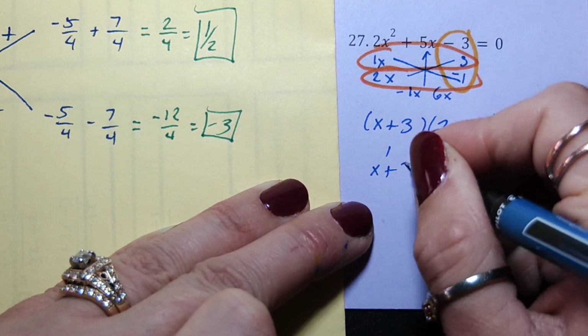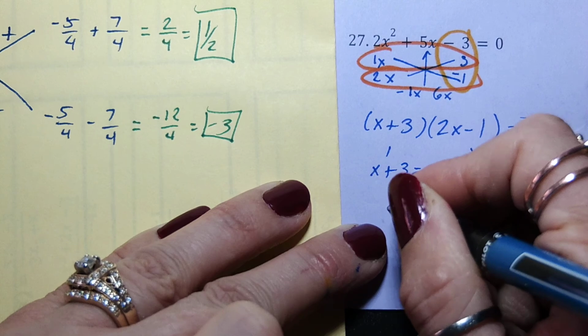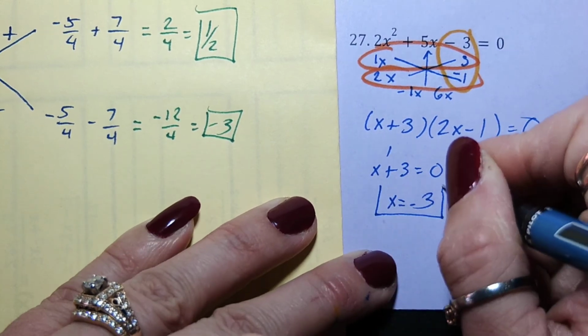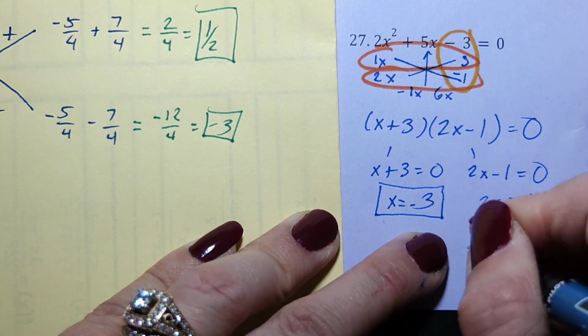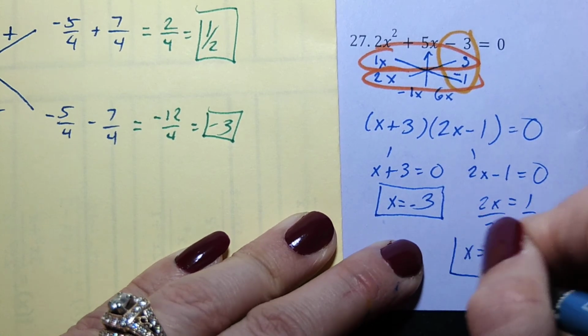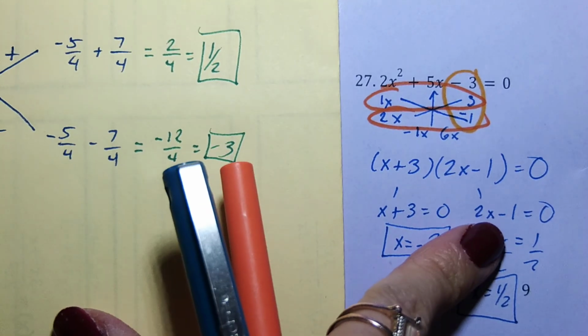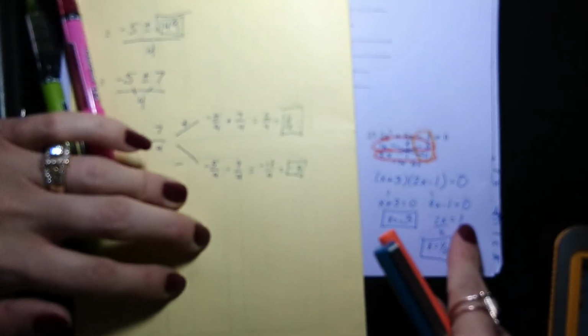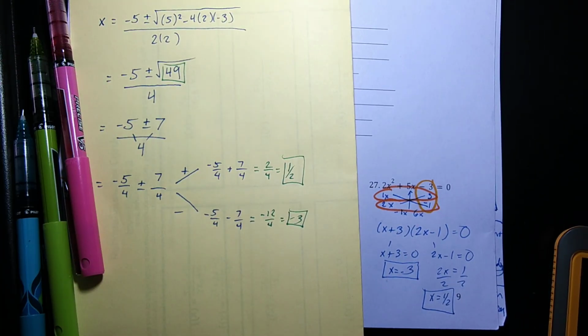So setting those equal to 0, x equals negative 3, and x equals 1/2. So, which was more work? The quadratic formula is pretty involved. Having to do the plus minus case is annoying, so it is always in your best interest to try to factor first.